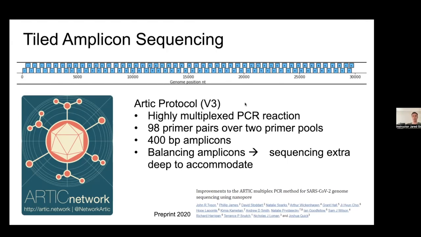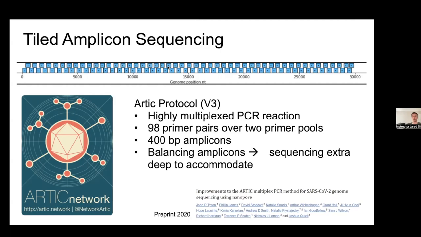And maybe this is a good time to mention the reason that we need to keep updating different versions of the protocol. As the dominant circulating lineages have SNPs scattered across the genome, if those SNPs are in a PCR primer binding site, that amplicon may drop out or amplify at lower efficiency. So there's this constant need to update the primer schemes as the dominant variant of coronavirus changes.